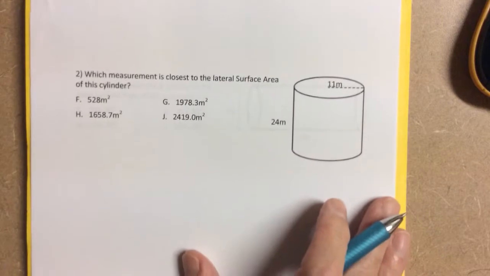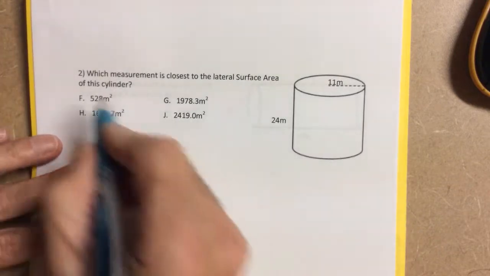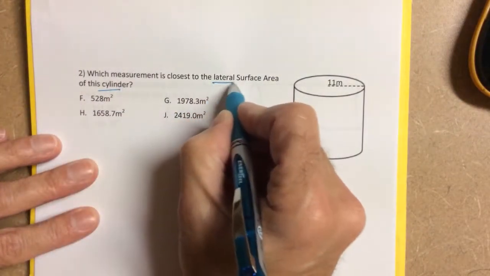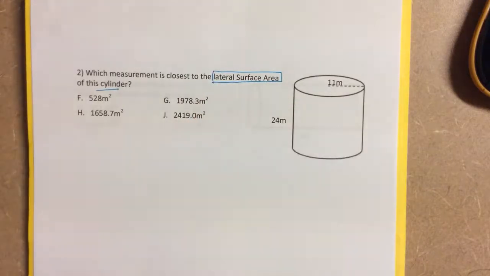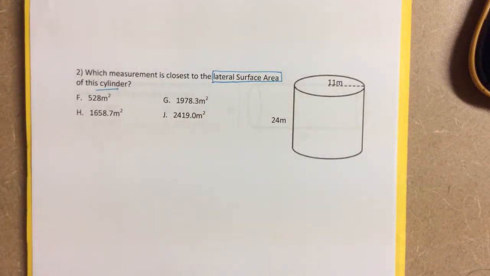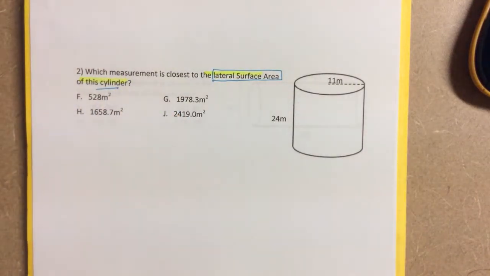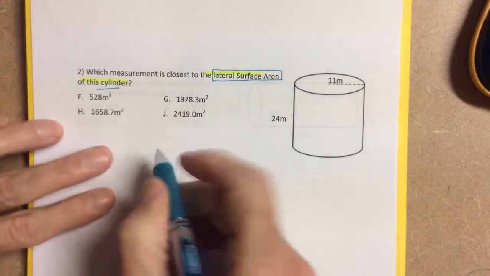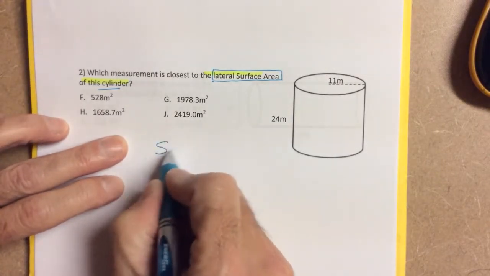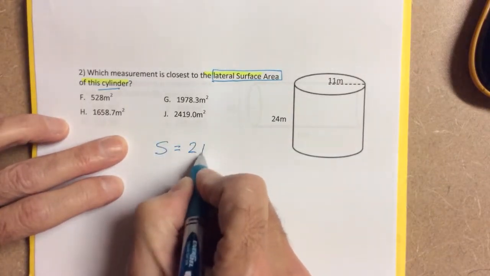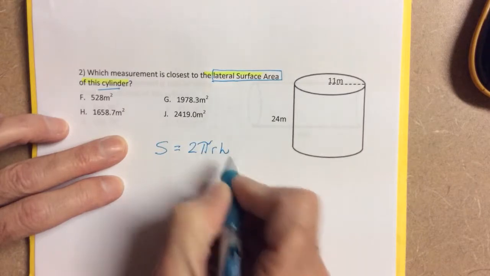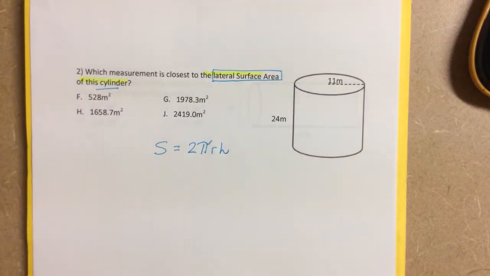Problem number 2 is a cylinder. It states that. It also says lateral surface area. Make sure you use the right formula. It's really easy to use the wrong one. Tells you everything you need in the question. Okay, lateral surface area of a cylinder, S equals 2 pi RH. Hopefully you use the right formula.